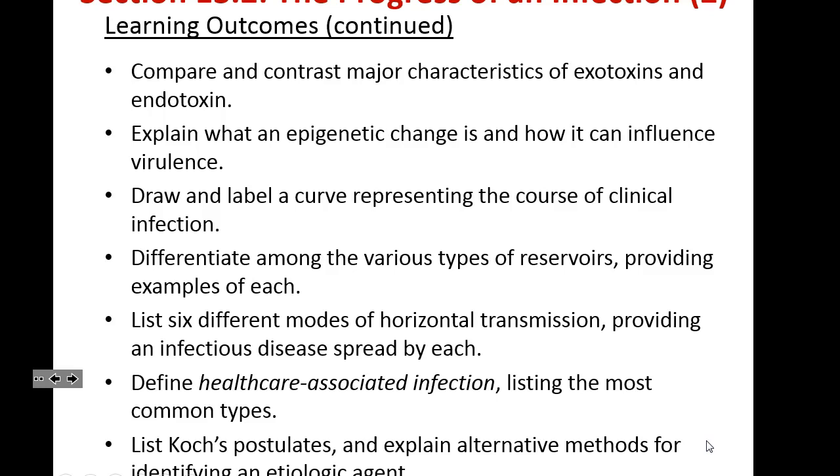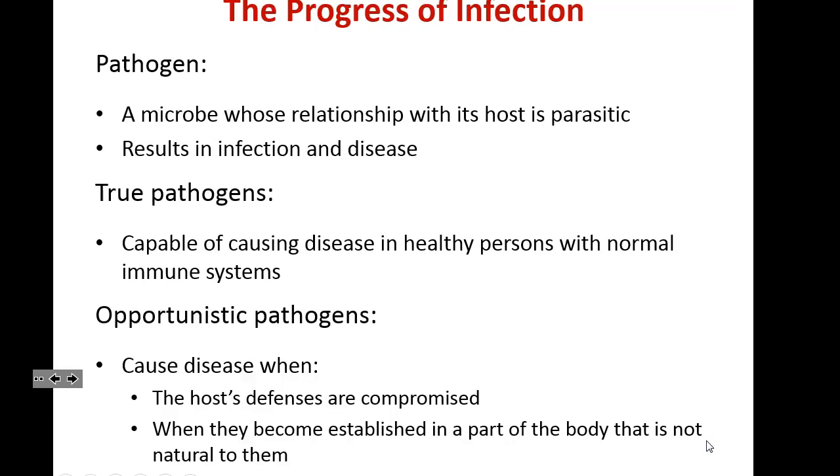Define healthcare associated infection, listing the most common types. What is a healthcare associated infection you can think of right off the bat? What do you get in the hospital? Staph. What is MRSA? Okay. Methicillin-resistant Staphylococcus aureus. We're going to list Koch's postulates and explain alternative methods for identifying an etiologic agent.